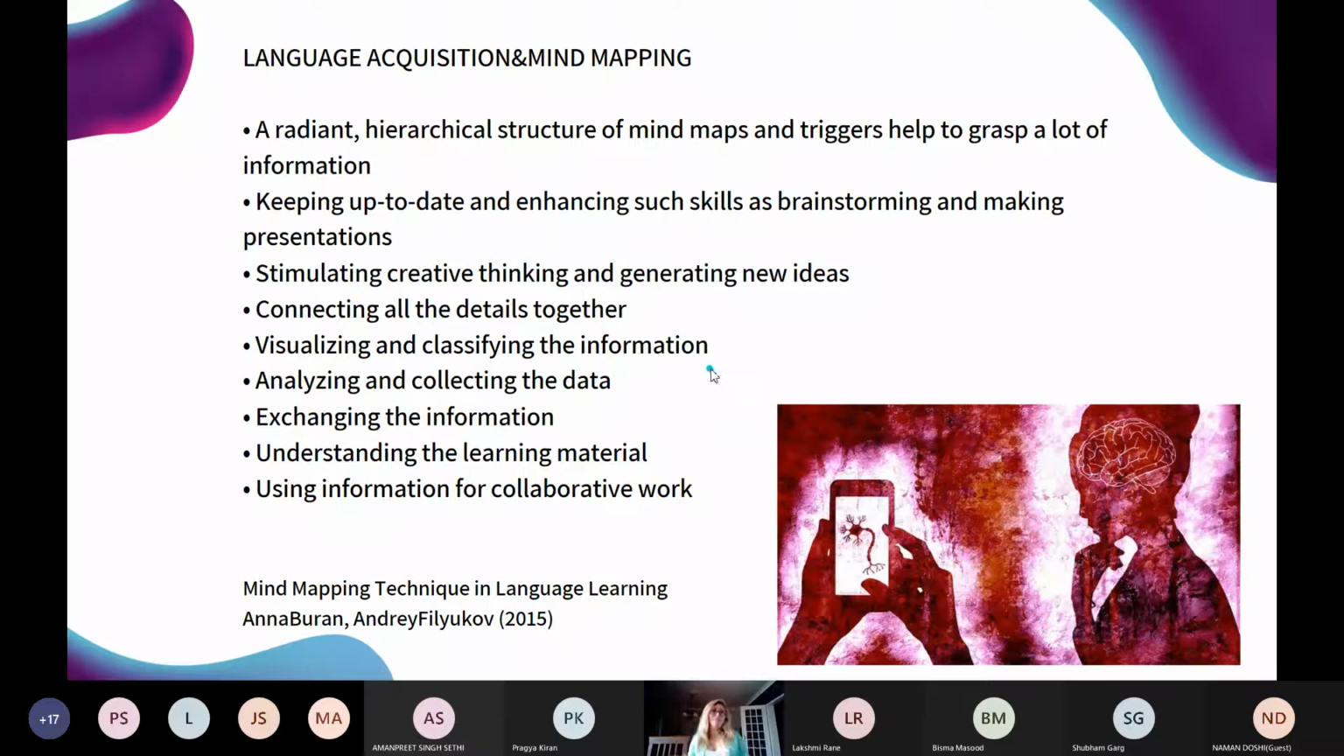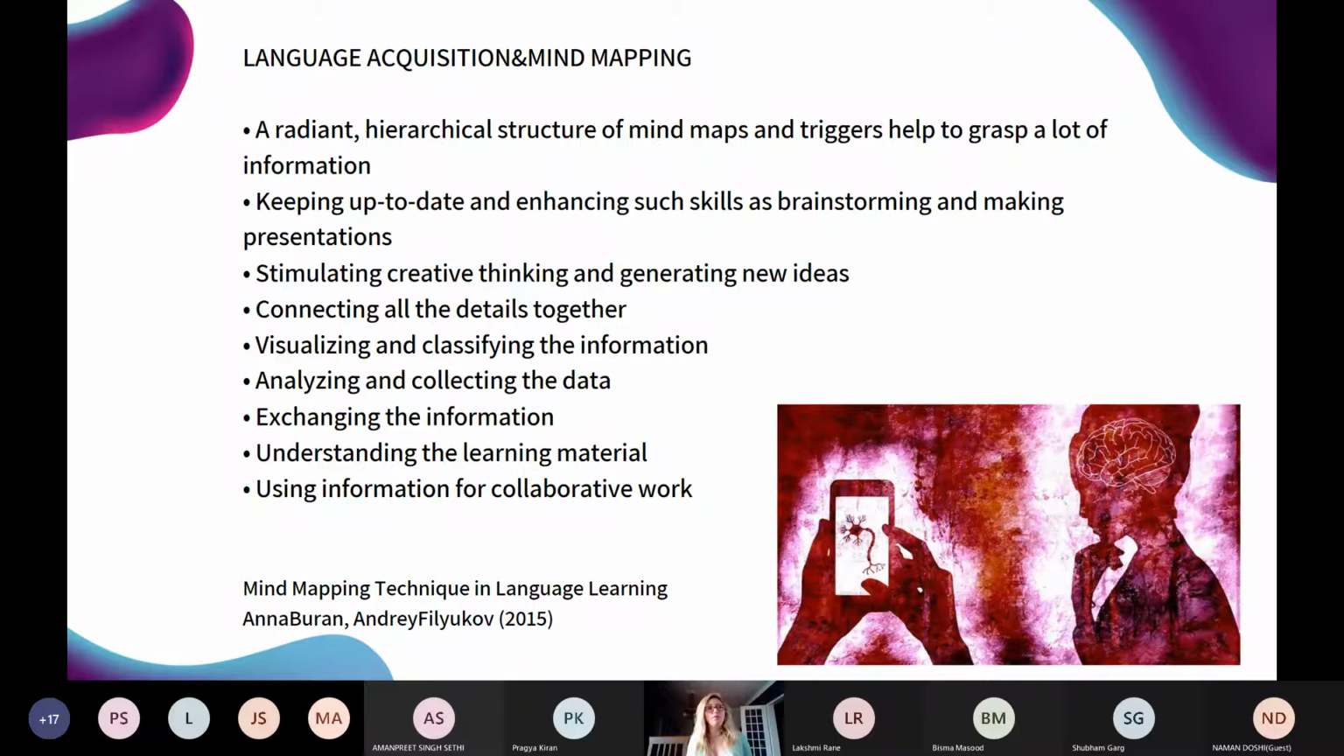So as you see, this is a linear way of the information. What I was presenting was the mind mapping way of it, and this is the linear way. So we can just say that again, just to summarize it: it's a structure, and it includes some triggers to grasp a lot of information.